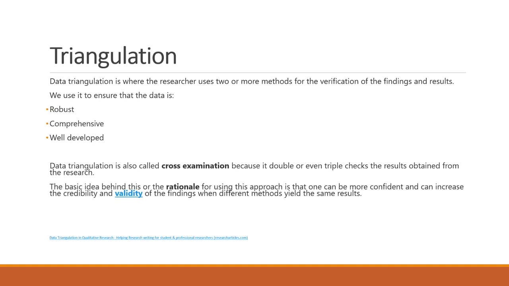So data triangulation is where, as the researcher, you use two or more methods for the verification of the findings and results, right? So you would use triangulation to ensure that your data or your results, the work that you're doing, your research is robust, your research is comprehensive, and your research is well developed.